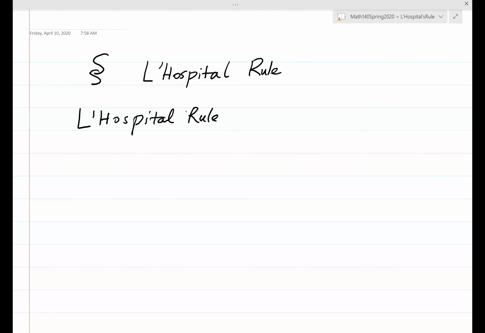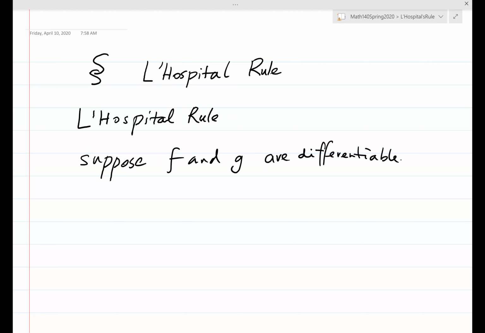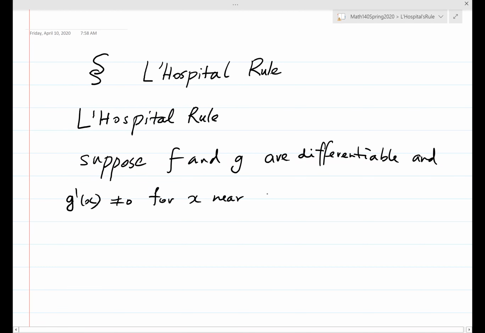L'Hopital's rule says the following. Suppose we have two functions f and g. They are differentiable functions, and g derivative is non-zero for all x near a, except possibly at a.